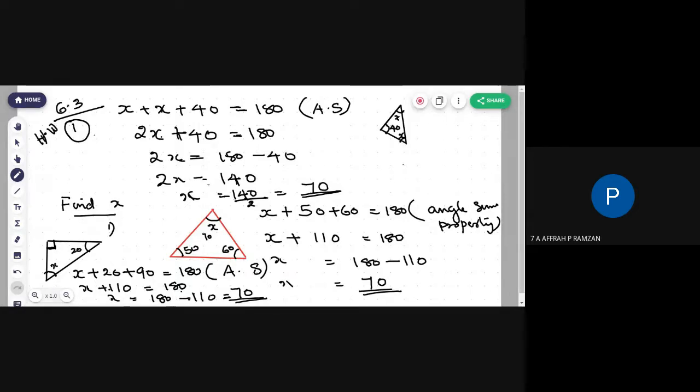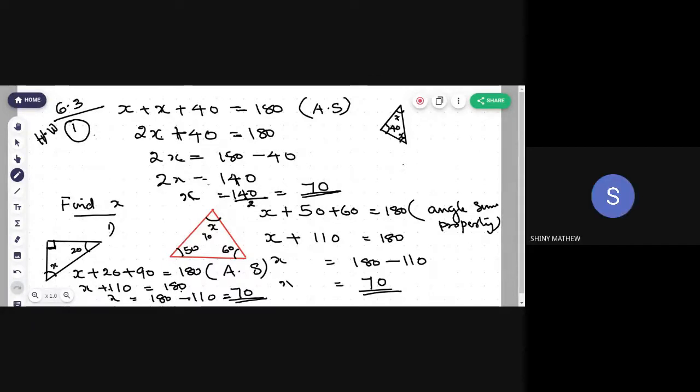Miss, in the exercise 6.3, fifth question, it is x and x plus x. How are we doing that? You think and find. That is a homework question. You have that much time. You think and find. Okay? Every question you can do.